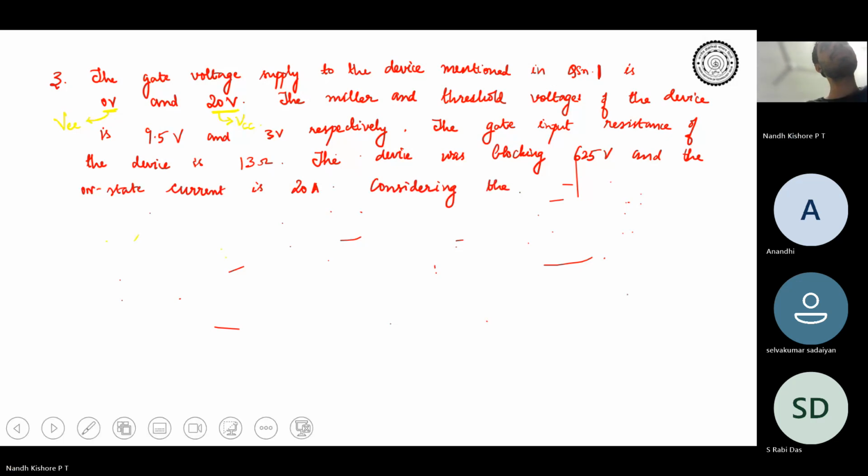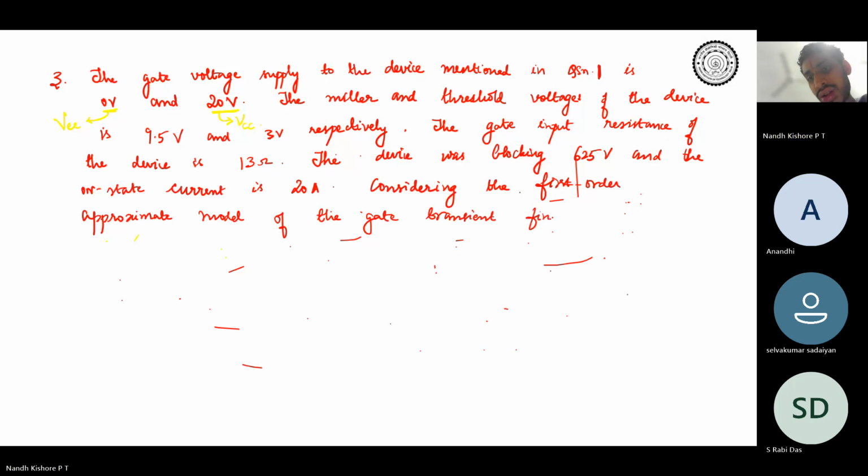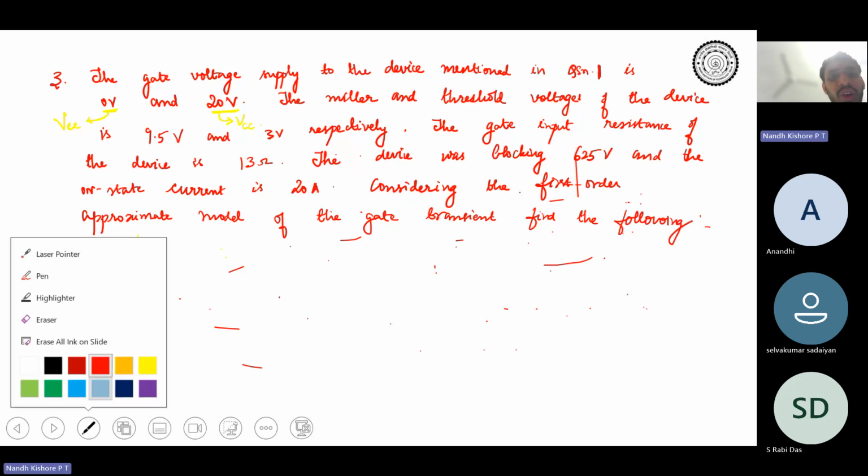Considering the first order approximate model of the gate transient and the following. Okay, so before we go to the subsections, let us understand what's given in this problem.